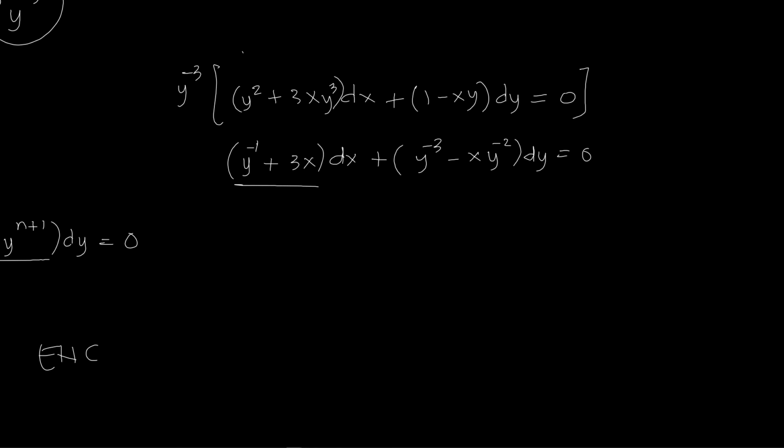Partial derivative with respect to y: negative y raised to negative 2, right? Plus 0. Then we take the derivative with respect to x of the other term, so that is zero plus negative y raised to the power of 2. It is exact now.